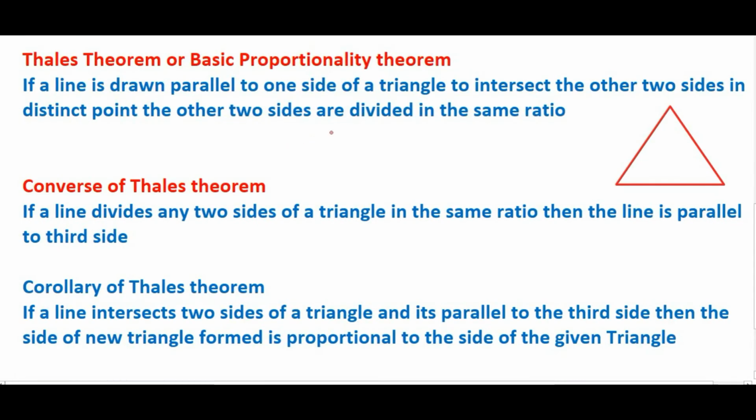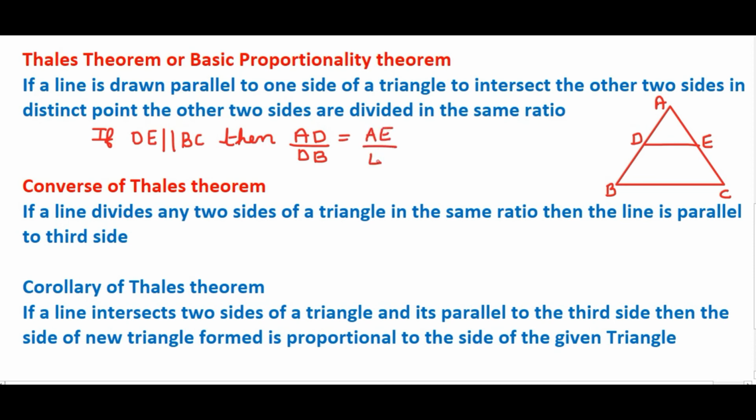So Thales' theorem says that if a line is drawn parallel to one side of a triangle, like DE, to intersect the other two sides at different points, then the other two sides are divided in the same ratio. Or I can say, in simple words, if DE is parallel to BC, then Thales' theorem says that AD divided by DB is equal to AE divided by EC.